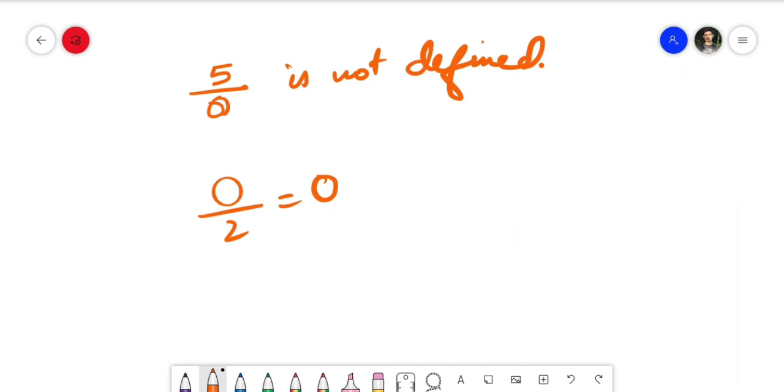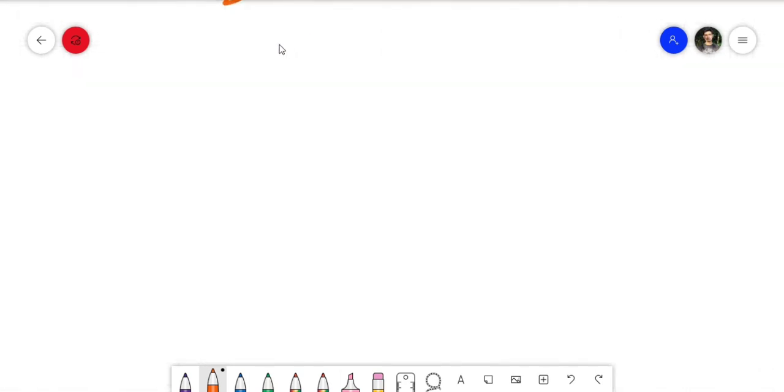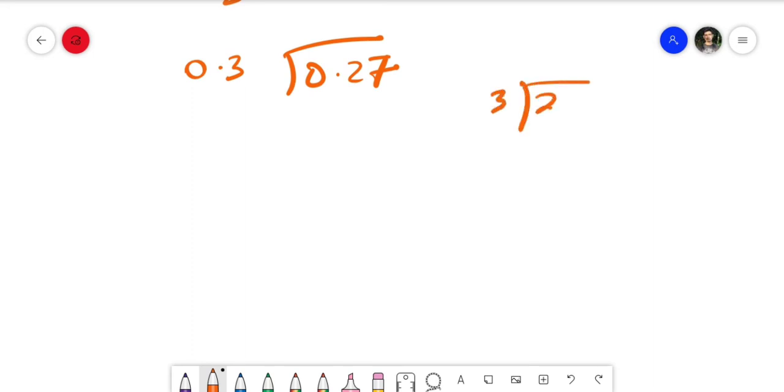So let's see another example on this topic. So what is the another topic? Okay, let me teach you about the point system. 0.3 divided by 0.27. Now here, we'll not see this point. Okay, we'll try to divide like this, same as it is.